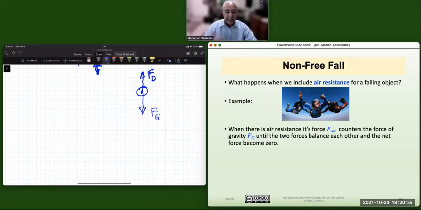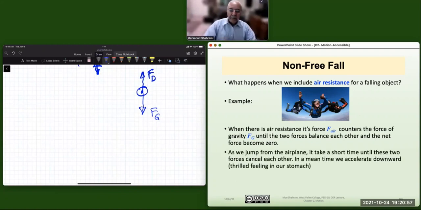And you can feel that if you have done skydiving, you feel that air force that's pushing you up, and you're pulled down by the gravity. In fact, when you do skydiving, what happens initially? When you jump from the plane, you are going to accelerate.